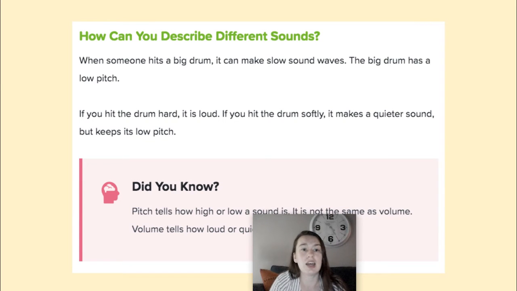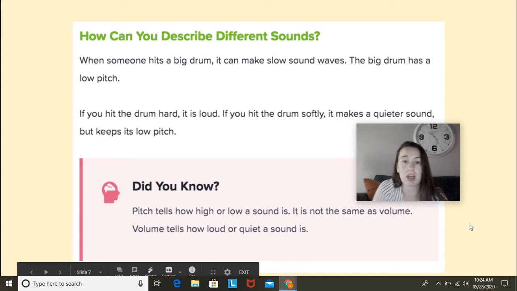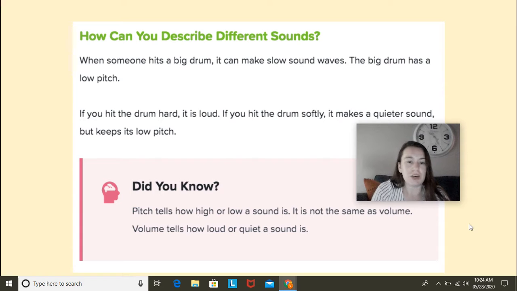How can you describe different sounds? When someone hits a big drum, it makes slow sound waves. The big drum has a low pitch. If you hit the drum hard, it is loud. If you hit the drum softly, it makes a quieter sound, but keeps its low pitch. So the same instrument, the drum, will keep the same pitch. It's always low.